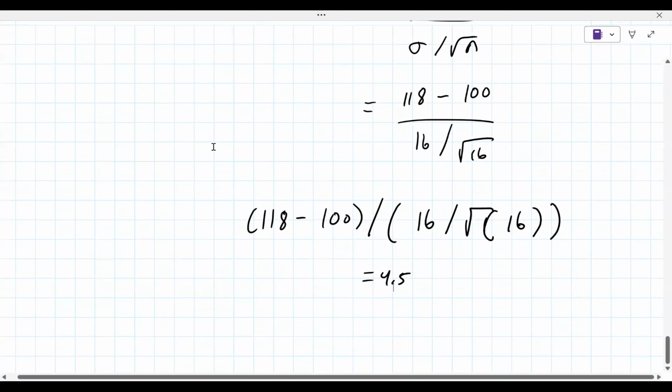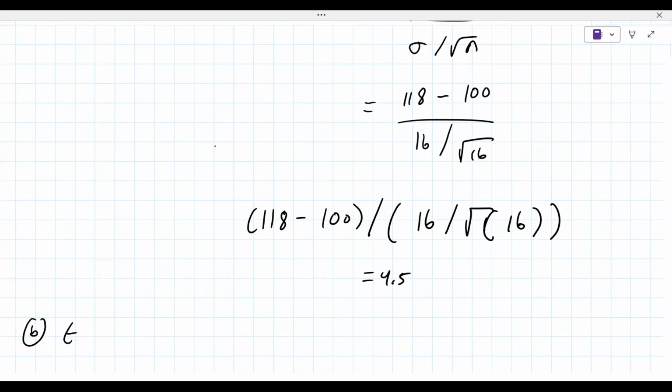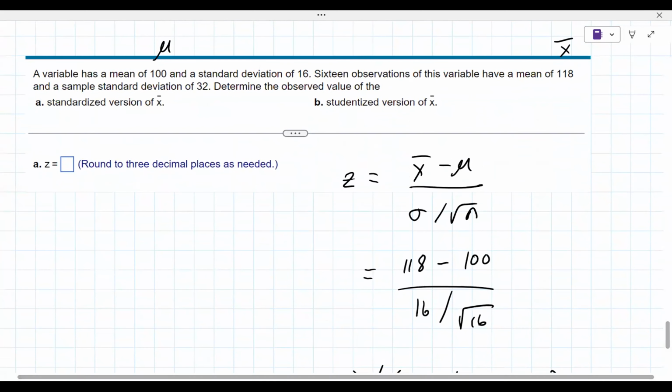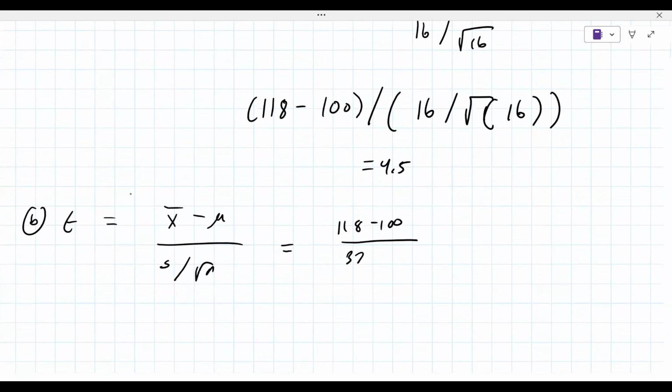All right. So part B is what's called the P. The only difference is that it's X bar minus mu, but instead of sigma, it's S over the square root of N. So it's really the same numbers except for the value of S. You'll see up here in the original, it says sample standard deviation. That's S. The standard deviation of 16 is sigma. So you just have to replace S with 32 square root of 16. So I'm going to give that calculation a try, please.